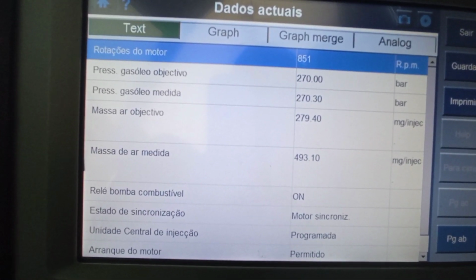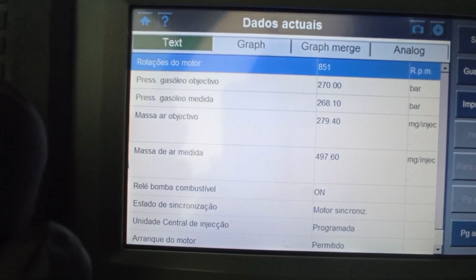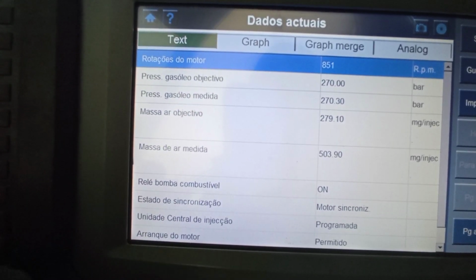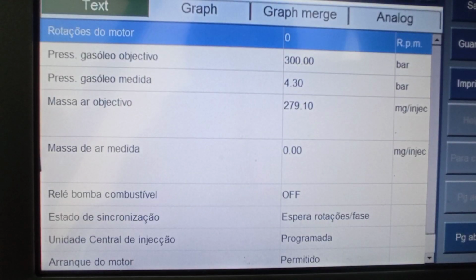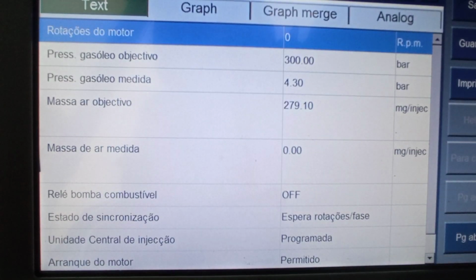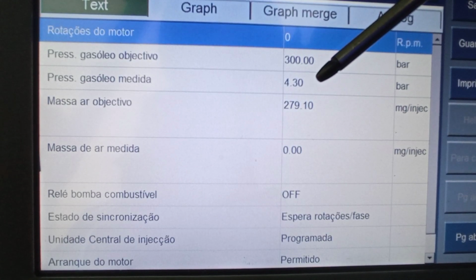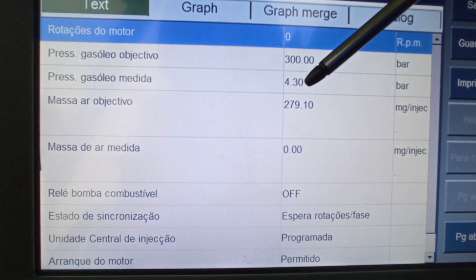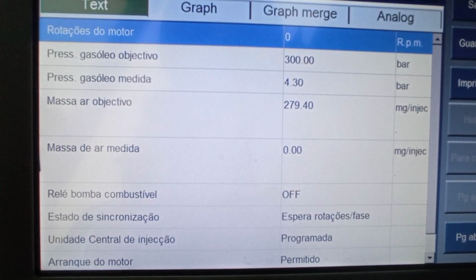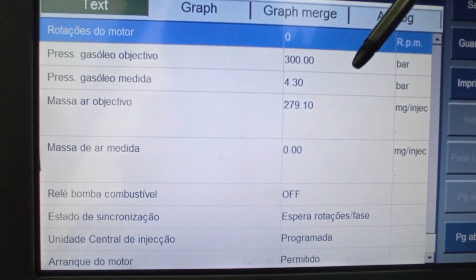Now I will provoke some problems and we will see which of these parameters is not good. Another thing, with everything still good, we can see that only with the ignition on, something is happening here on the fuel pressure. How come you have 4 bar here on the fuel pressure with only the ignition on?